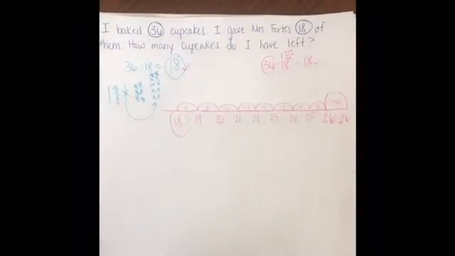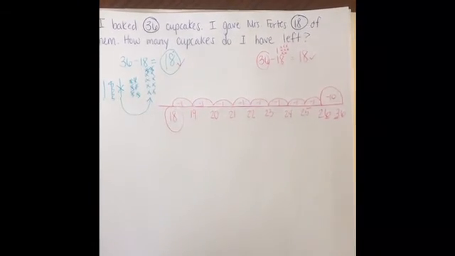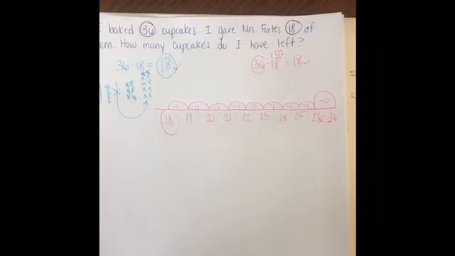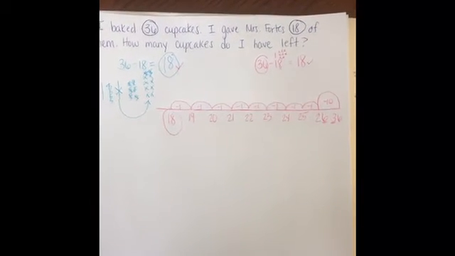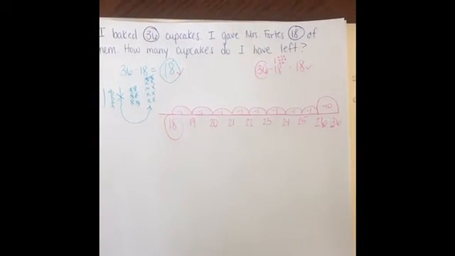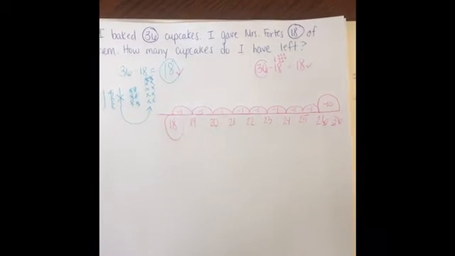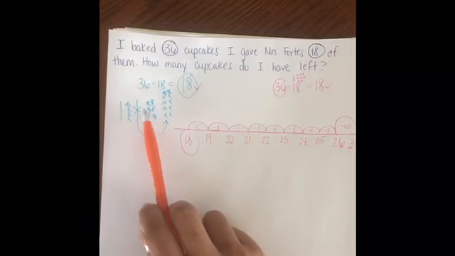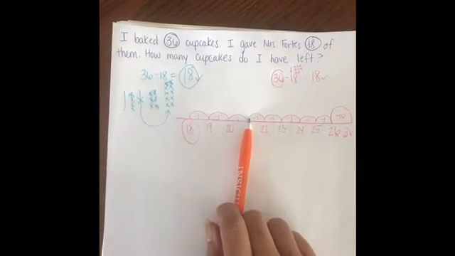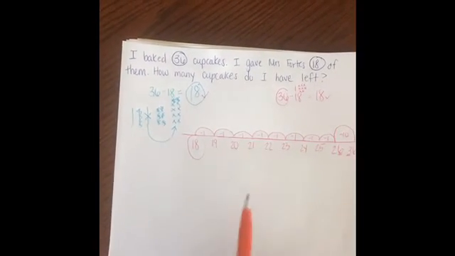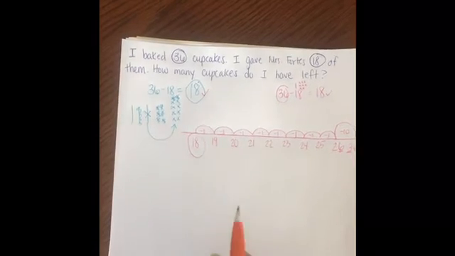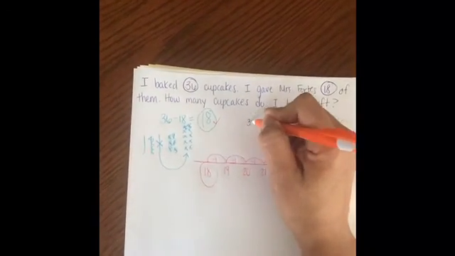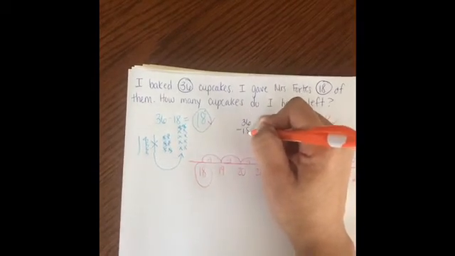So here we have both strategies, and both strategies ended up with the answer 18. Now, because a lot of moms, dads, aunties, uncles, grandmas, grandpas, big cousin, maybe neighbor, whoever helps you with your homework, are not always familiar with base 10 and number line strategies, I'll also show using a standard algorithm or just a regular equation, which will look like this: 36 minus 18.